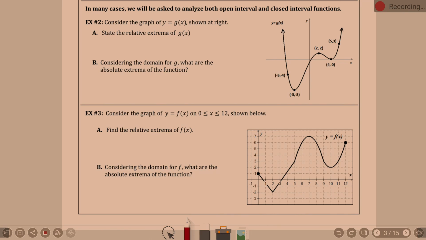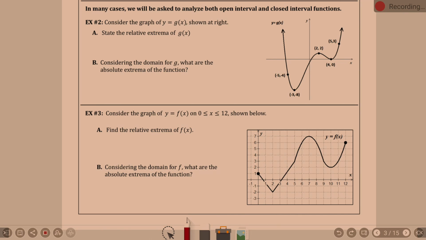Okay. So consider this graph. State the relative extrema. Give me a relative extrema. I want to know is it a min or a max? 2, negative 2. 3, negative 8. That's not relative. That's absolute. So, 1, 2. 4. Oh, yeah, that is.